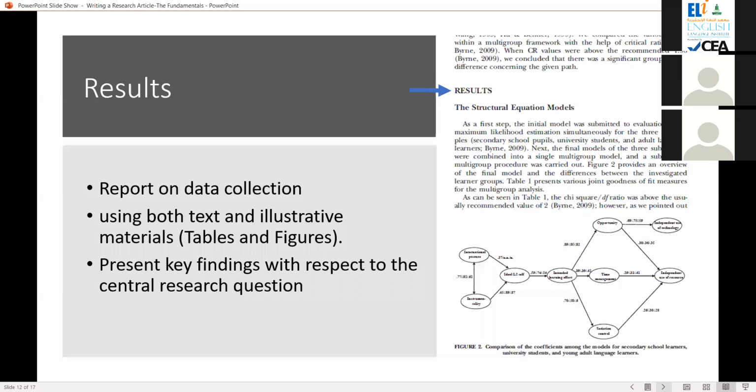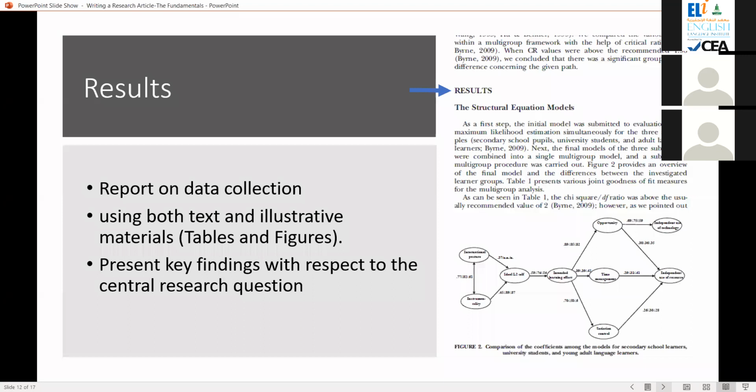So after you're done, this is what I've done. This is how I collected the data. This is how I analyzed the data. These were the tests and this was the procedure in doing it. Now I go to the results section.